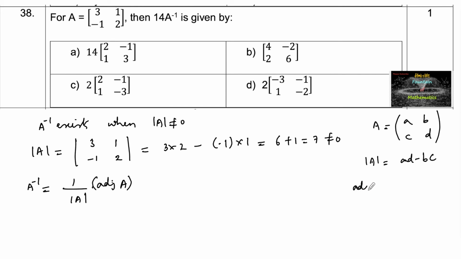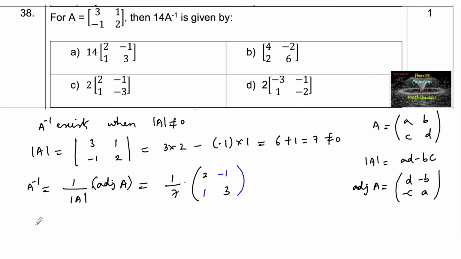Now the adjoint of matrix A is obtained by interchanging the principal diagonal elements D and A, and the other diagonal elements change the sign. So we can write 1 upon 7 into the adjoint of the matrix. So we can interchange the diagonal elements, so we can write 2 and 3. And the other diagonal elements, not the principal diagonal, just change the sign: -1 and 1.